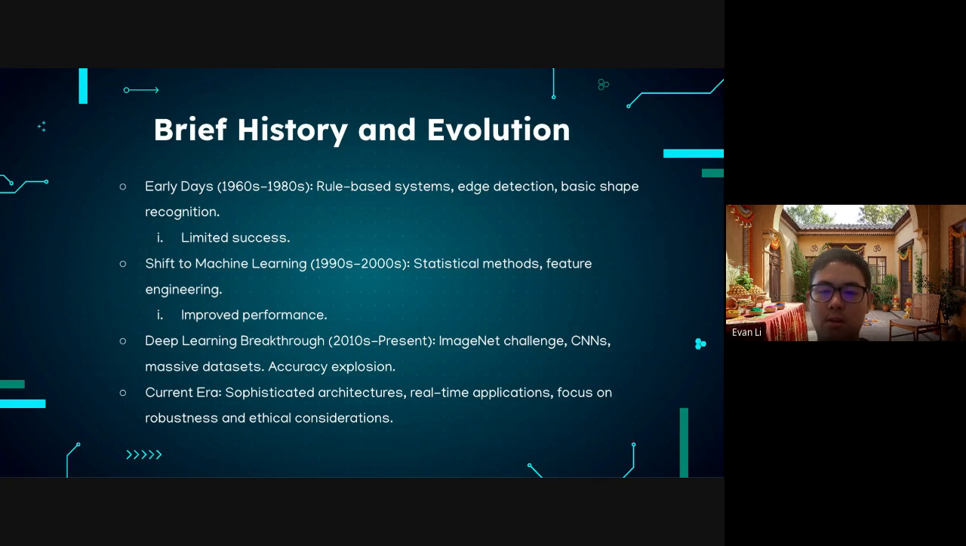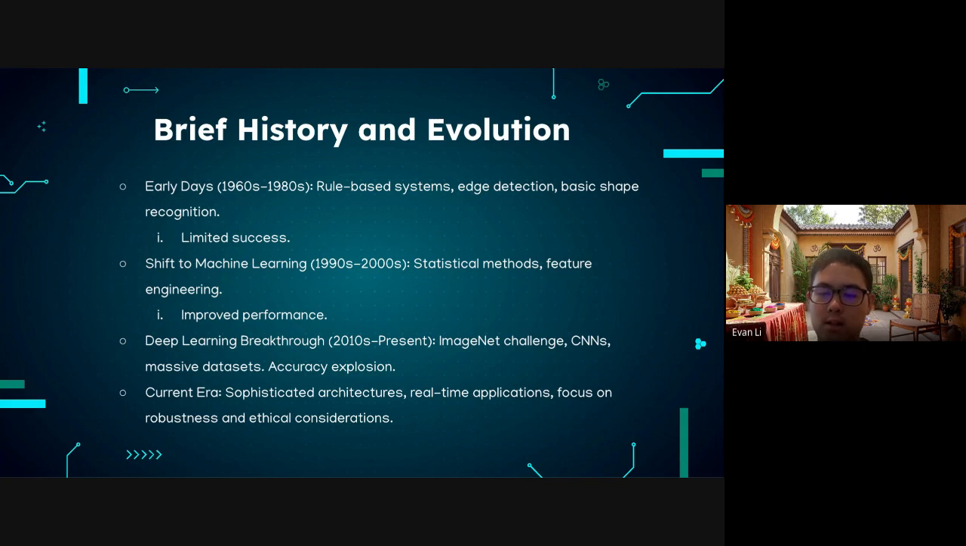To fully grasp the significance of today's AI-driven computer vision, it's insightful to trace its historical journey. In the early decades from the 1960s through the 1980s, computer vision was largely characterized by rule-based systems. Researchers attempted to manually define rules and algorithms for tasks like edge detection and basic shape recognition. However, these systems proved brittle and struggled to generalize beyond highly controlled environments.